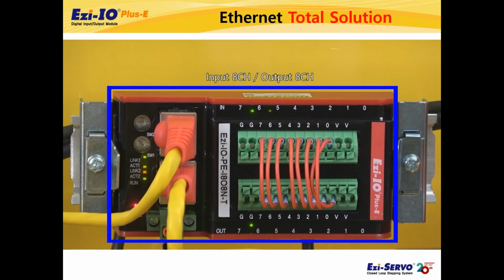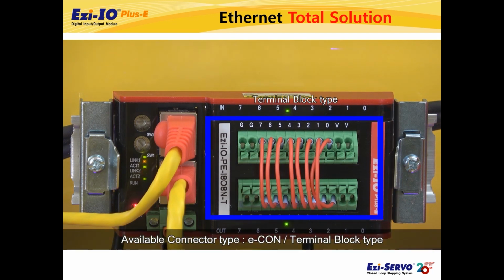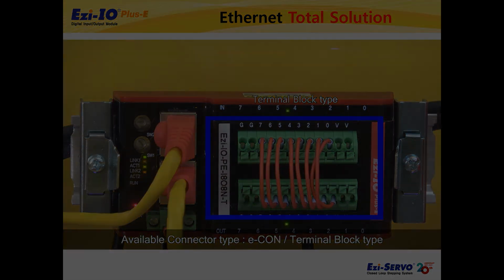The Ezi-IO Plus-E product used in the demonstration supports 8 input channels and 8 output channels, and a push-and-spring type terminal block is applied. By connecting the input terminal and the output terminal to each other, you can check that the signal sent from the output terminal enters the input terminal by the blinking LED. A type that supports the Econ connector is also selectable.